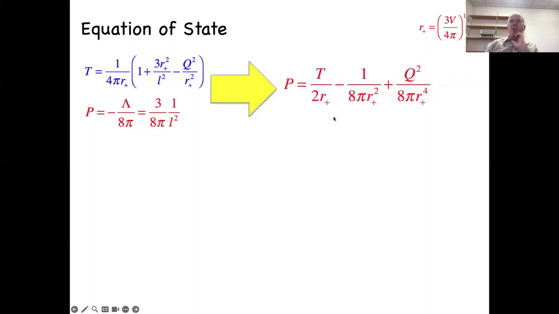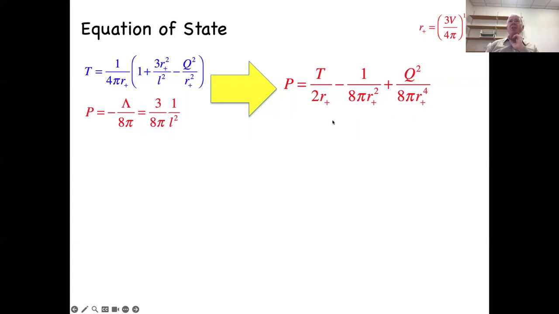So what would the equation of state be for this kind of system if I just regard it as a thermodynamic system? Well, here's the pressure, 3 over 8 pi L squared. Here's the temperature. So I can replace 1 over L squared with the pressure and rewrite the equation to get this, which looks like the Hawking-Page AdS equation of state I showed a few minutes ago. But there is now this additional term due to the charge.